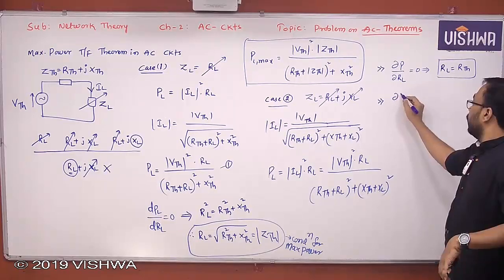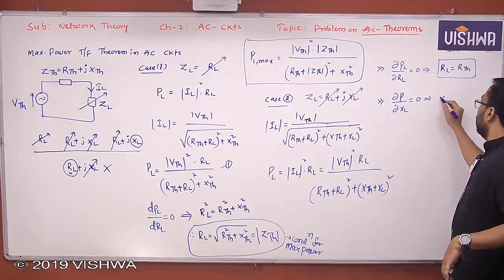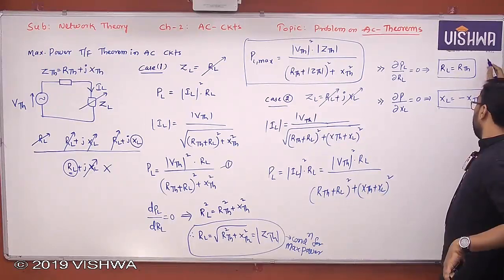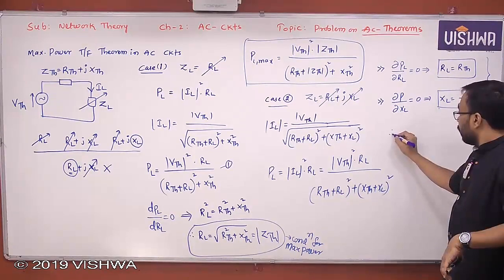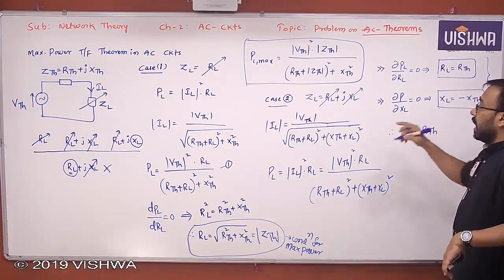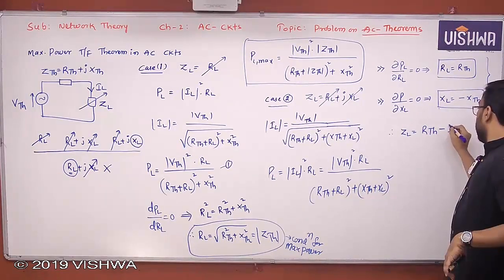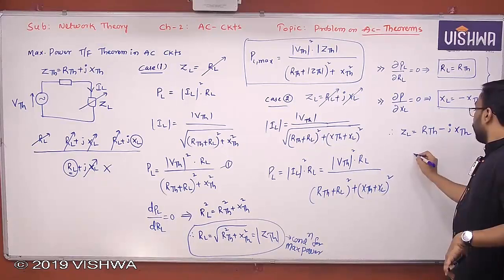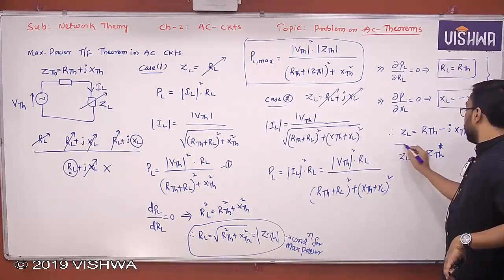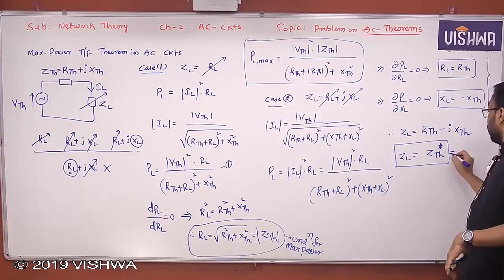And another one is dou PL by dou XL is equal to 0. So you will get XL is equal to minus XTH, which is another condition. So when you combine these two conditions, ZL will become RTH plus JXL, but RL is RTH and XL is minus XTH, so RTH minus JXTH. Therefore this is nothing but ZTH conjugate. So when you have ZL as the complex conjugate of ZTH, you will get the maximum power transfer condition.